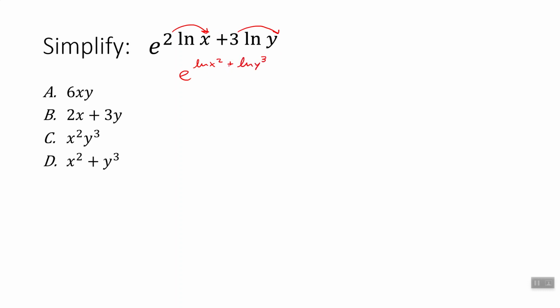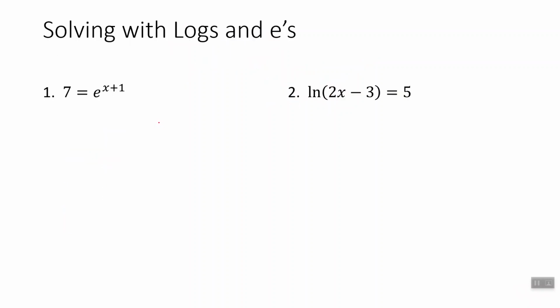Now we kind of want to cancel, but we've got this plus sign here. So what we're going to do is we're going to use exponential rules and say this is e to the ln of x squared times e to the ln of y to the third. Now we can cancel out some stuff. We'll be left with x squared times y to the third, not plus, times. And there it is right there, option C. There's our answer.